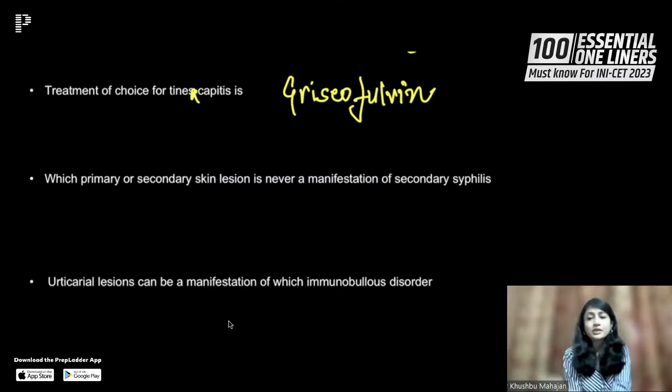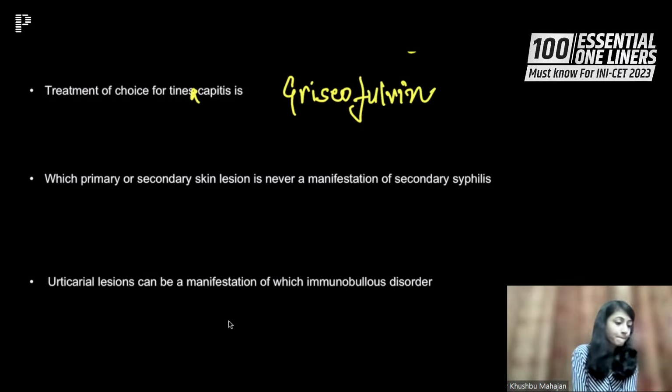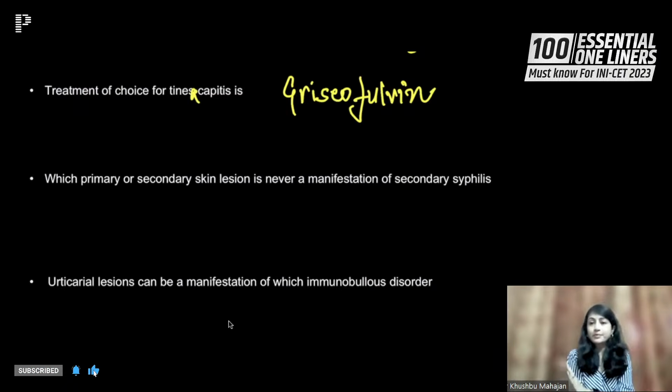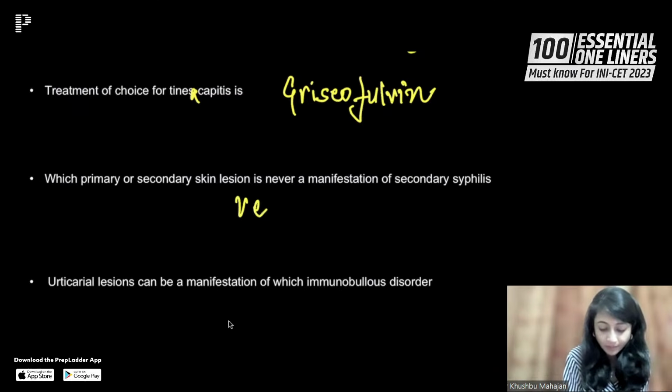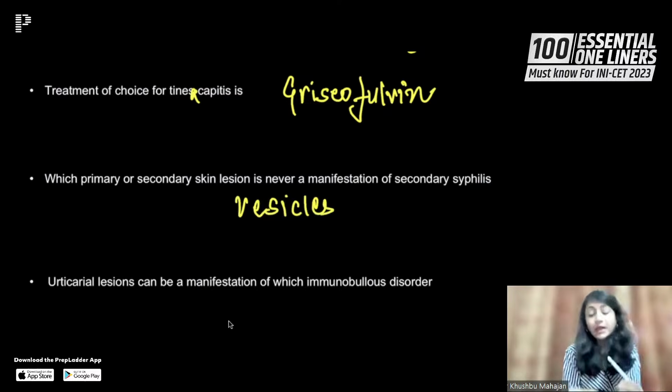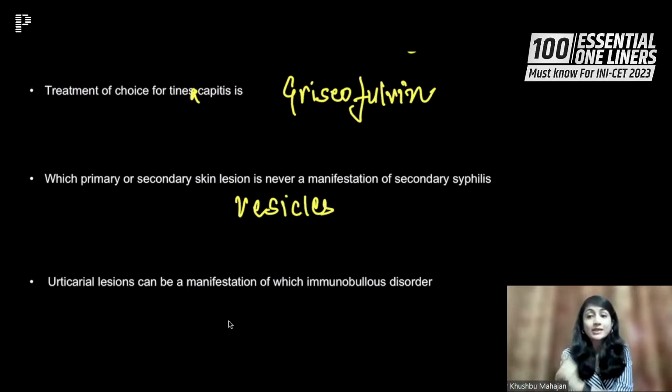Now, next question. Which primary or secondary skin lesion is never a manifestation of secondary syphilis? In secondary syphilis, you can see all kinds of lesion, but you do not see one kind of lesion. What is that? You guys are amazing. You are all well read. I'm so glad. Yes, it is vesicles and bullae. So you do not see vesicles in secondary syphilis, but you can see it in congenital syphilis, which is also called as syphilitic pemphigus. It is a feature of congenital syphilis, but never seen in secondary syphilis.